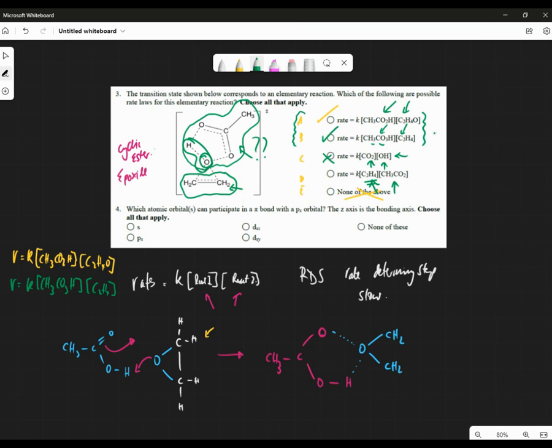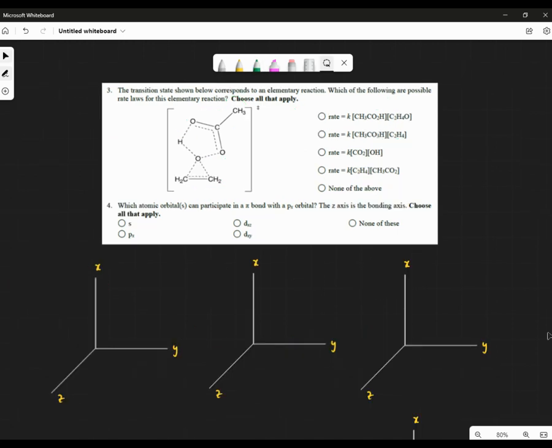Okay, let me stop the video because I need to get some pictures for the next one. Okay, so which atomic orbital can participate in a pi bond with a px orbital? The x-axis is the bonding axis. So, sorry, the z-axis is the bonding axis.